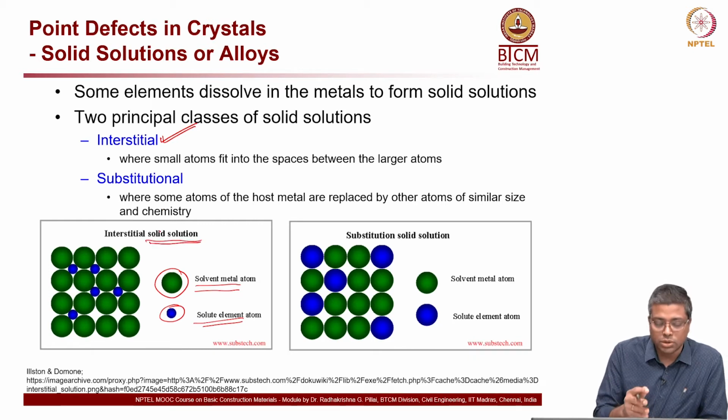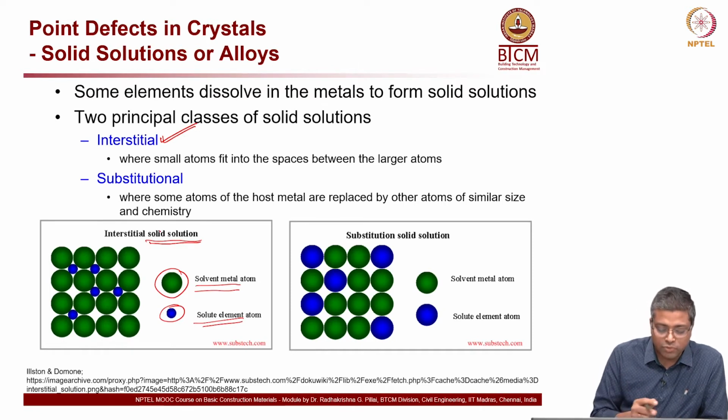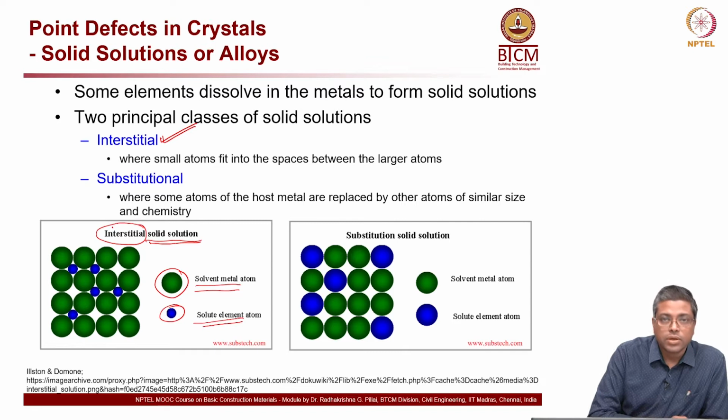Solid solution, I told it is not liquid phase, it is the metal phase itself, but you have these different types of atoms mixed in the form of a solution. So, we call it solid solution. Now, the one on the left side is interstitial type, the one on the right side is substitution type. So, what is the difference between these two diagrams?